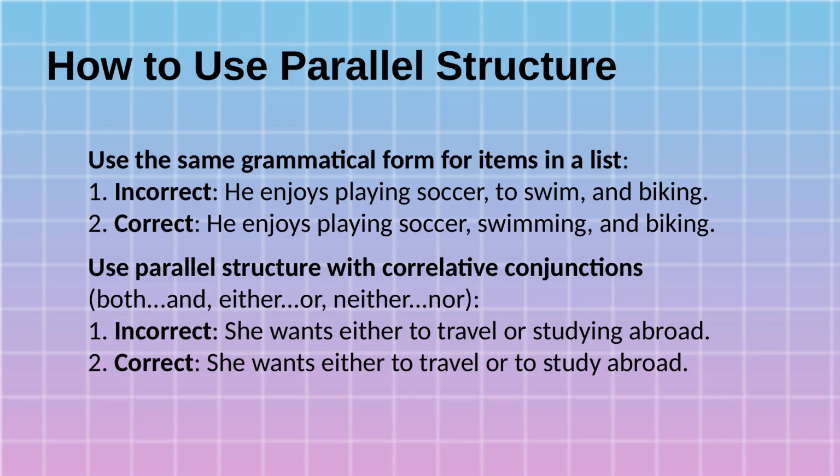Now, let's look at how to use parallel structure in your writing. Here are some guidelines. Use the same grammatical form for items in a list. For example, incorrect: he enjoys playing soccer, to swim and biking. Correct: he enjoys playing soccer, swimming and biking. Also, use parallel structure with correlative conjunctions, such as both/and, either/or, neither/nor. For example, incorrect: she wants either to travel or studying abroad. Correct: she wants either to travel or to study abroad. Following these guidelines will help you use parallel structure correctly in your sentences.